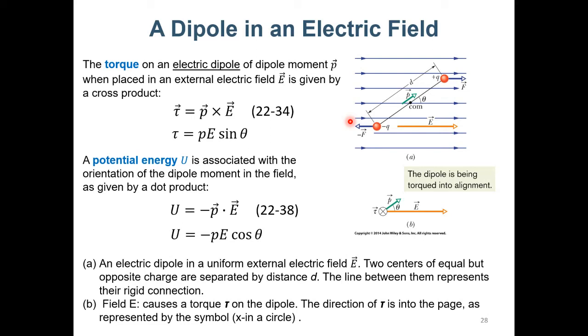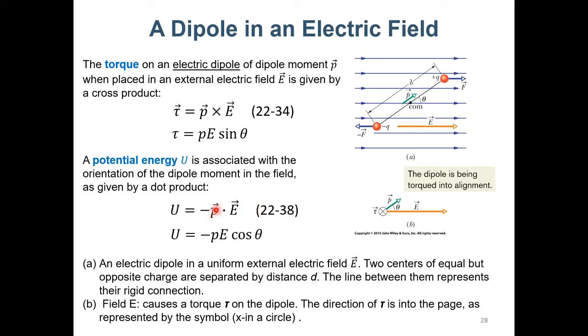So there will be conservation of mechanical energy. The potential energy will change to kinetic energy, and then going back and forth like this. So it will be a simple harmonic motion. And actually, the potential energy U associated with the dipole moment will be something like this, which is an inner product.